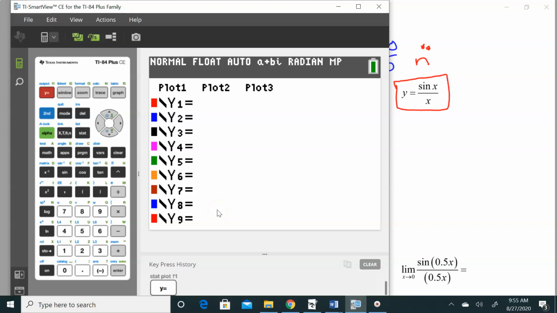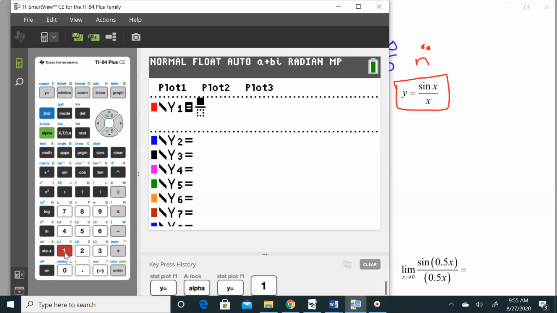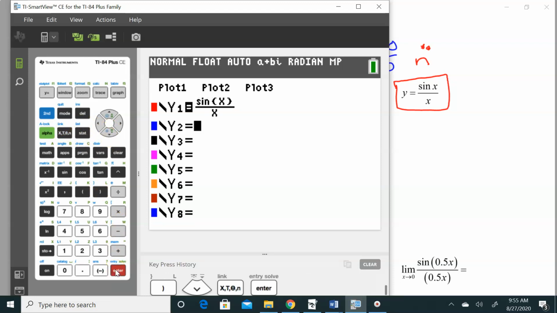Then I'm going to type in, I like having that fraction key, so I'm going to hit the alpha, y equals, and I can hit 1 or just hit enter, and I get that nice fraction bar. Sine of x, I'm going to close parentheses, but you don't have to, over x, hit enter.